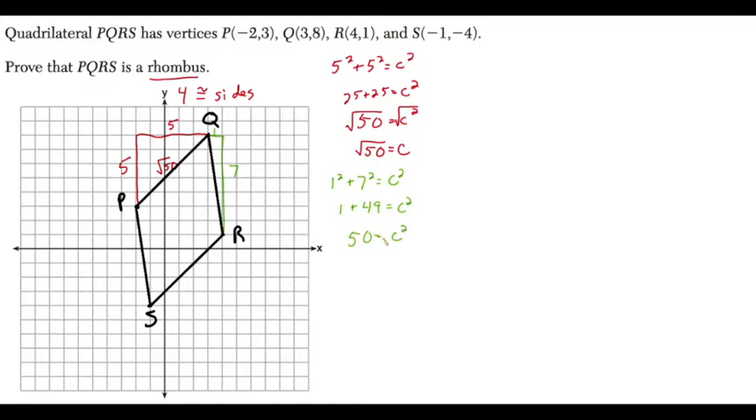To find the length of that side, you take the square root again. And again, you see that the side is square root of 50, which is great.